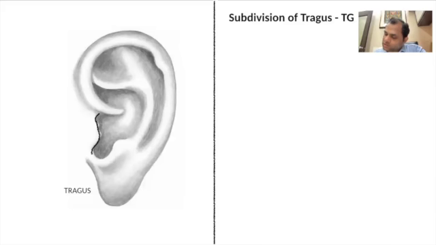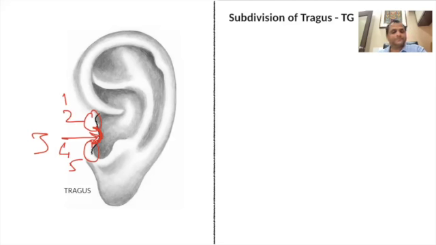Now we can see the central elevated part of the tragus. This is the central elevated part. Here we have tragus 3. The 2 parts are upward and the 2 parts are downward. 2 पार्ट ऊपर है 1 2 और 2 पार्ट नीचे है 4 5. बीच में जो एलिवेटेड पार्ट है वो है 3.